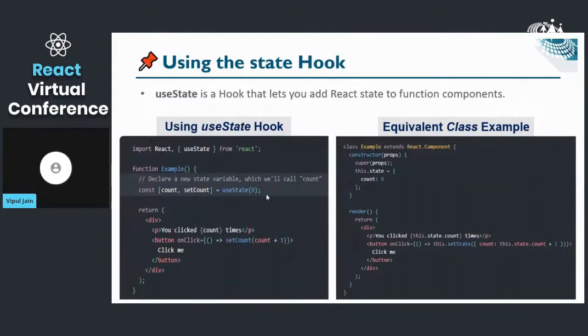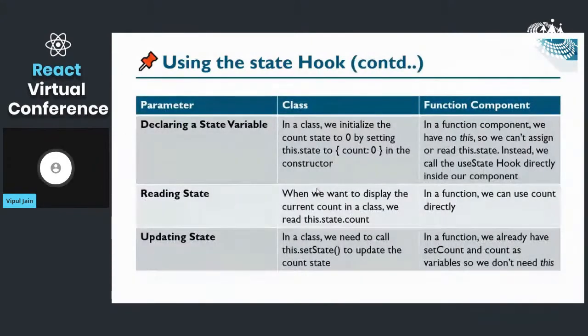If you wanted to store two different values in a state, you can call useState twice as well, so that's not a problem. Now coming to the useState hook again. There are three important things related to the useState hook. First, declaring the state variable. Second is reading the state, and the third is updating the state. These three are the important things which you need to understand about the useState hook.